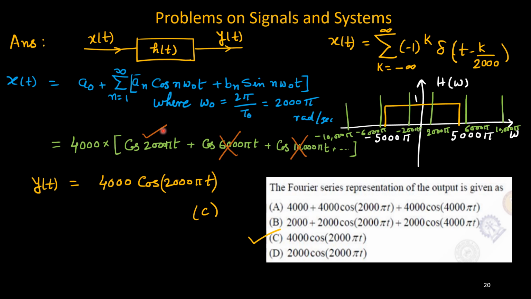So this signal can only pass through. This is attenuated, it cannot pass through. This cannot pass through. All other higher frequency components cannot pass through the system because the system is having low pass characteristics and the cutoff frequency is 5000 pi. But only this component is having a frequency within 5000 pi, and the frequency is 2000 pi. Okay, and amplitude is 4000. Thus output is simply 4000 cos 2000 pi t. So answer is C.